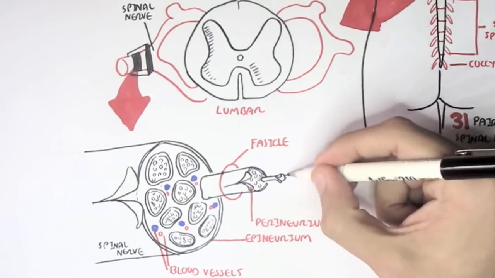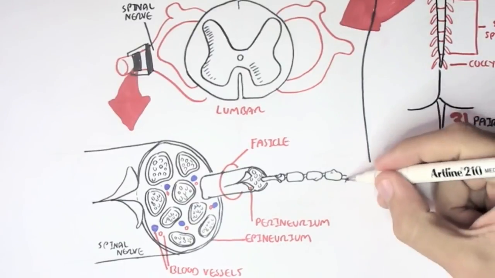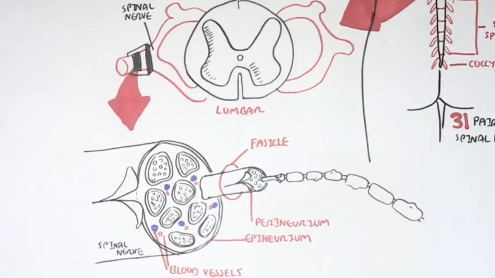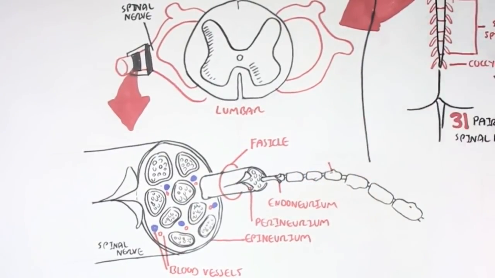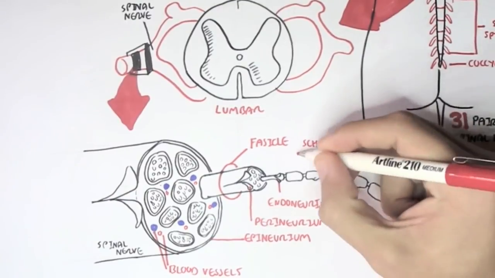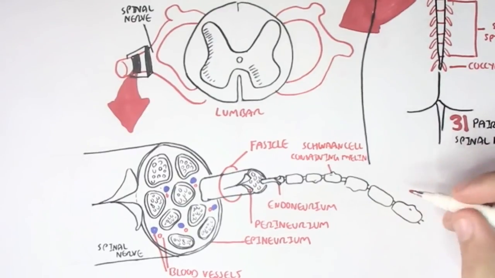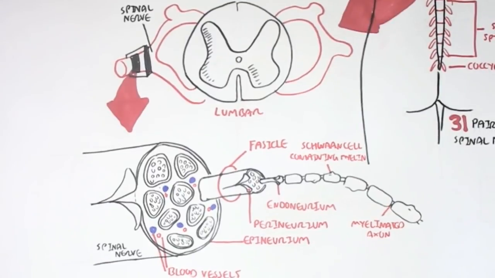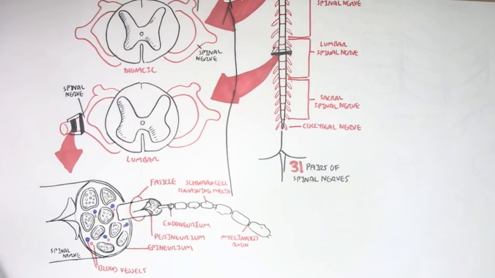Now, as mentioned, these fascicles contain many neurons. Let's pull one out. Here we have a neuron, which is surrounded by an endoneurium, another membrane. This neuron is also wrapped by Schwann cells containing myelin. And so this is a myelinated axon of the neuron. I hope that makes sense. And as we know, myelinated axons generate faster impulses.